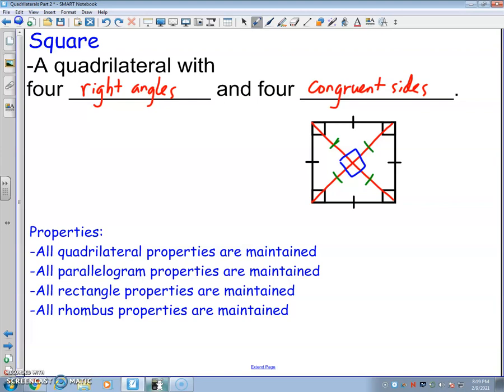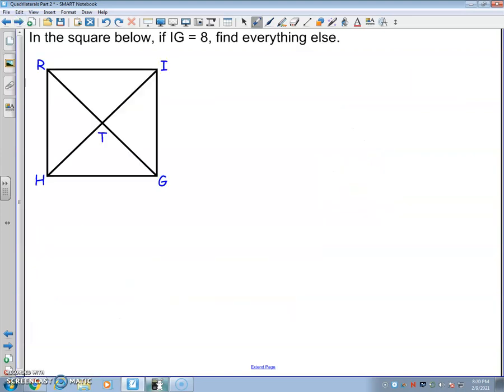What else do I want to do? From the rhombus, the diagonals are angle bisectors. So if that's 90, this is 45, this is 45, this is 45, this is 45, 45, 45, 45, 45. And those are 45, 45, 90 triangles, and you know the patterns for that. Anyway, let's see what the problem is. Just in the square below, if IG is 8, find everything else. So here's I to G. If that's 8, then all the sides are 8.